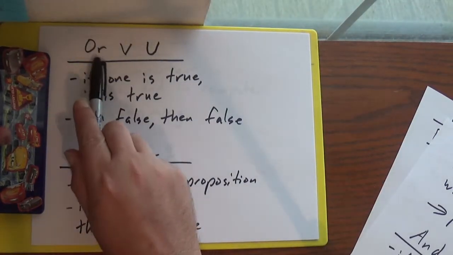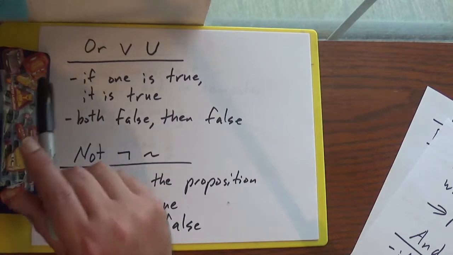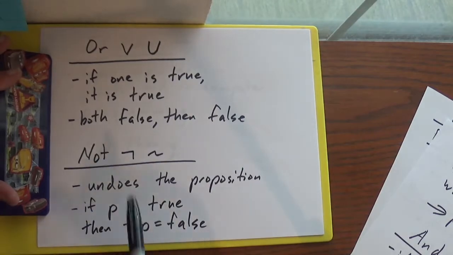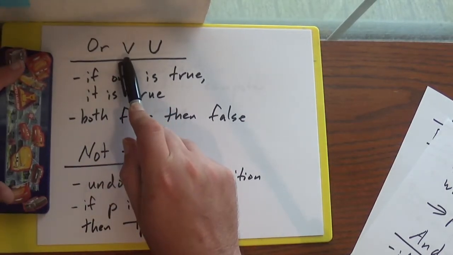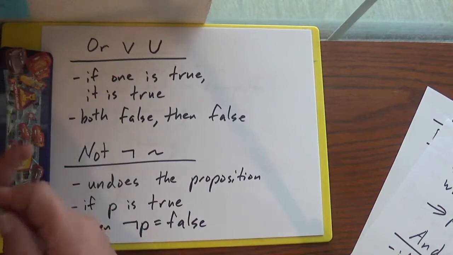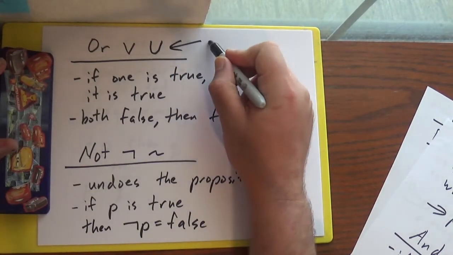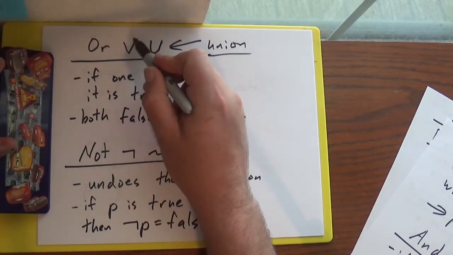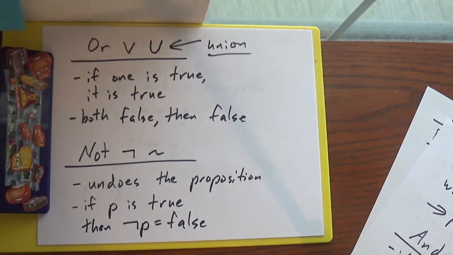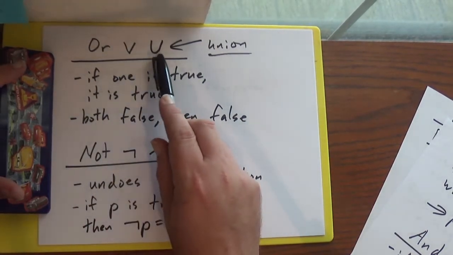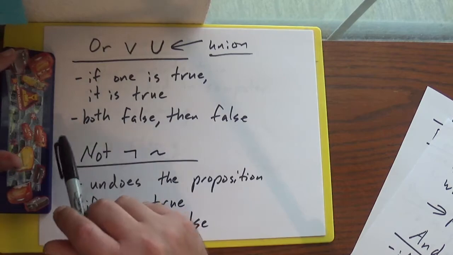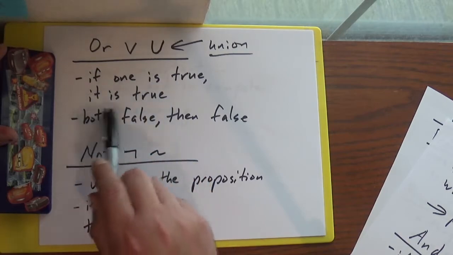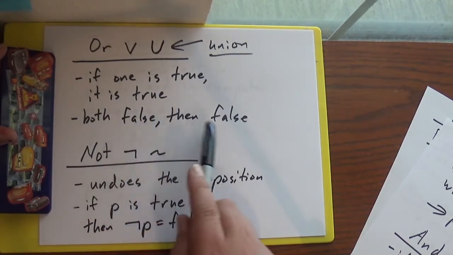The other thing is or statements. So that means one thing or the other is true. And this one looks like a V or a U. I've seen both used. This U is a union sign. This V, I mean, they both mean the same thing. This usually shows up in set notation kind of stuff. Anyway, so with or, it means if one of them is true, the whole thing is true. And if both of them are false, then it's false.